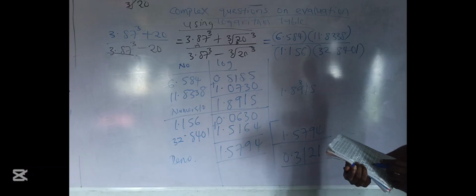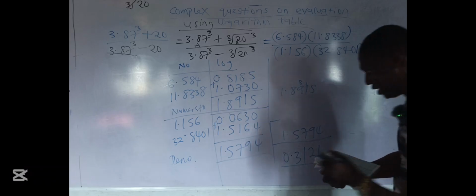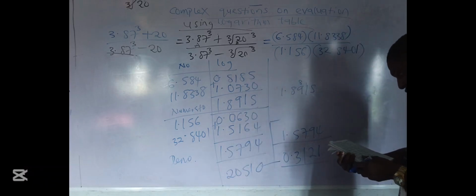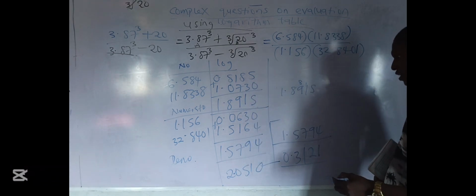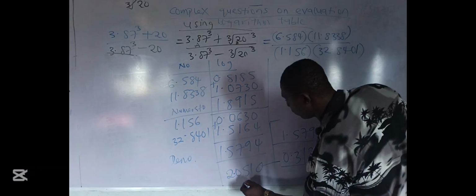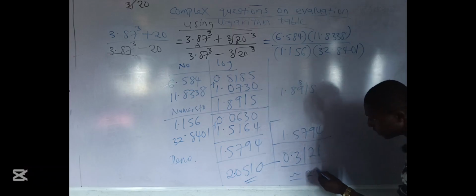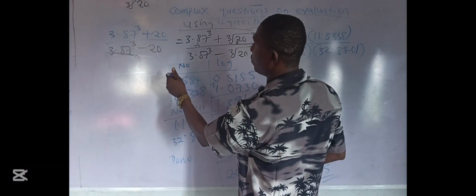31 under 2, difference 1 is 0. So 31 under 2 is 2051. 2051, and I have 0. 0 plus 1 will give me 1. So I have 2.051 as my final what? Answer. And to 3 significant figures simply gives me what? 2.05.